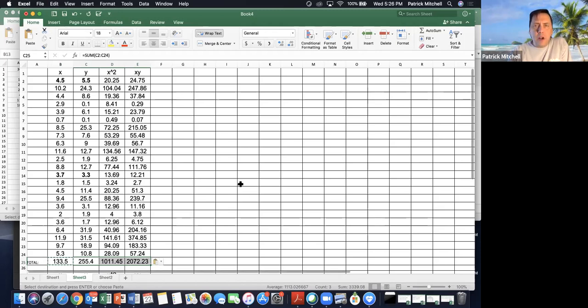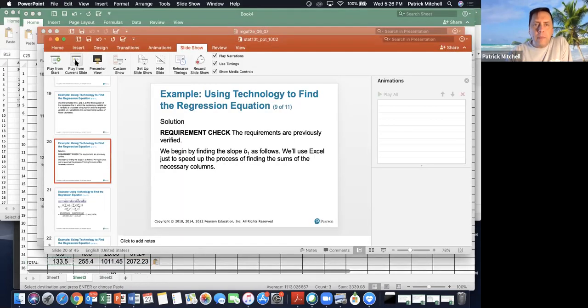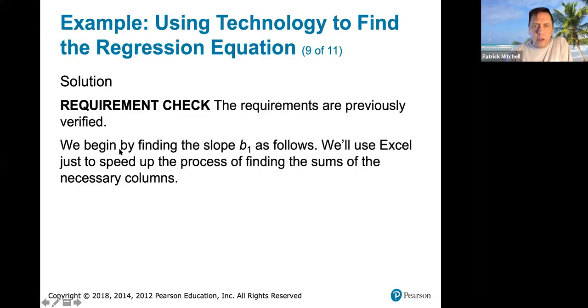So it's what I sometimes call high-tech, low-tech. I'm not having the computer just go right to the equation of the regression line, but I'm using the computer to help me with some of the more tedious calculations. So now going back to PowerPoint.